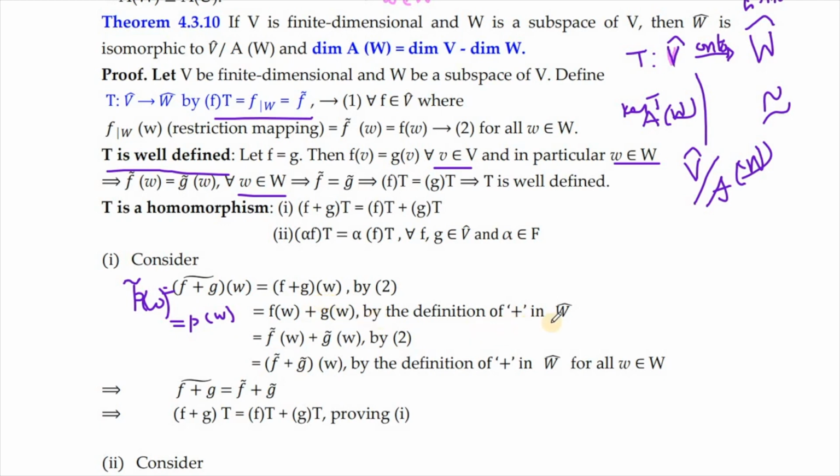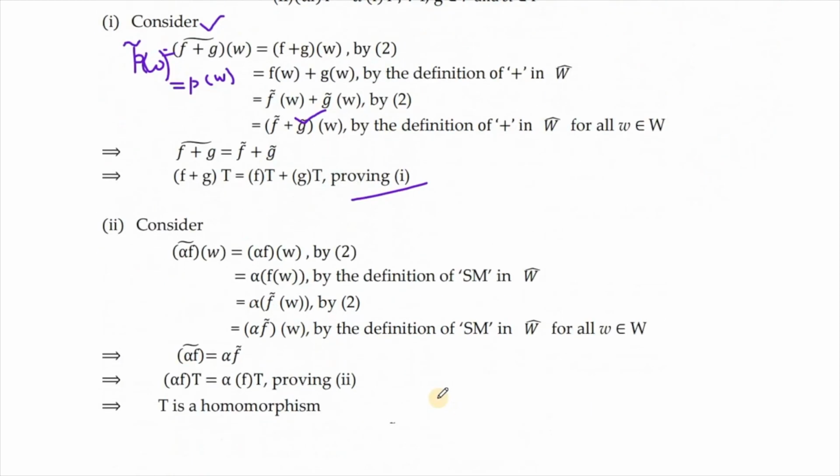So that is how you get this. And pointwise addition in W cap gives me this. And this by equation 2 is F tilde of w plus G tilde of w. And by the definition of addition again in W cap, we have this to be F tilde plus G tilde, pointwise addition. As the images are equal, the mappings must be equal. So you have F plus G, the whole tilde, equal to F tilde plus G tilde, and that in turn gives what is required. That is the first subdivision.